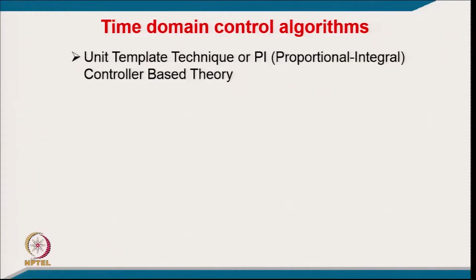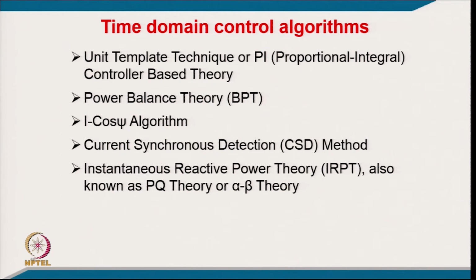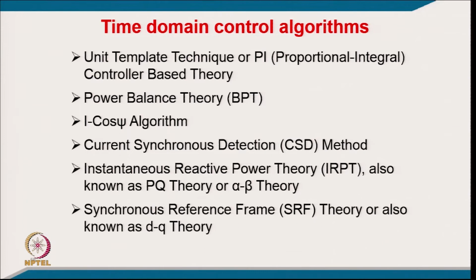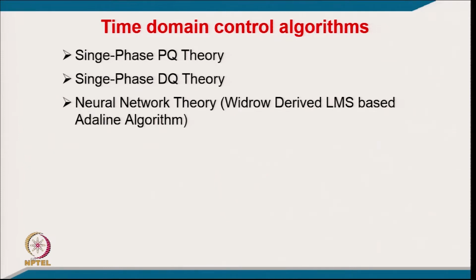Coming to the control algorithms of this shunt active power filter, we classify these control algorithms into two categories. The one category is time domain control algorithm, which consists of unit template based algorithm or PI controller based algorithm, and another, power balance theory based control algorithm, then ICOS phi algorithm, current synchronous detection algorithm, and instantaneous reactive power theory, also known as PQ theory or alpha beta theory, then synchronous reference frame theory, also known as DQ theory, and instantaneous symmetrical component theory, then single phase PQ theory, single phase DQ theory, and neural network theory.